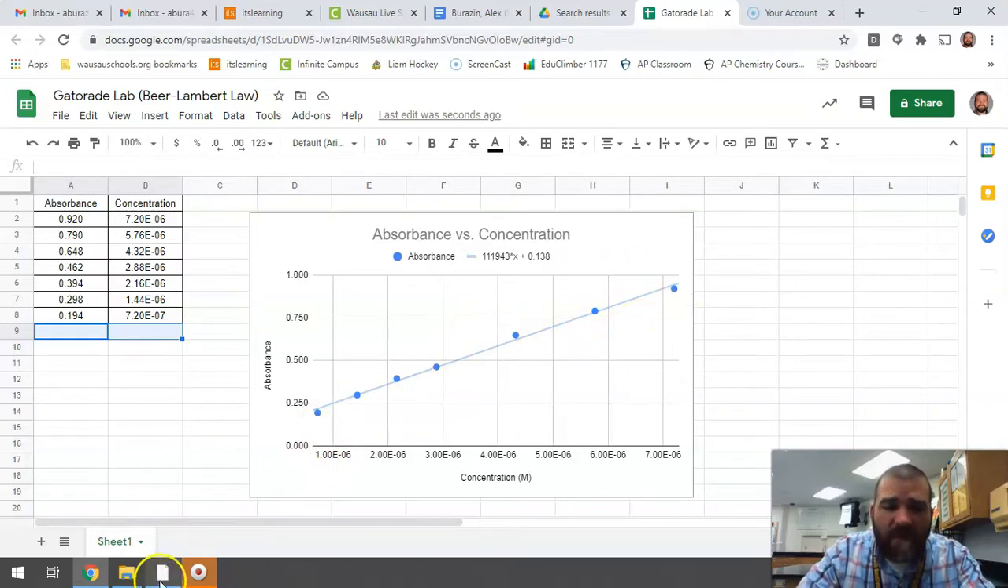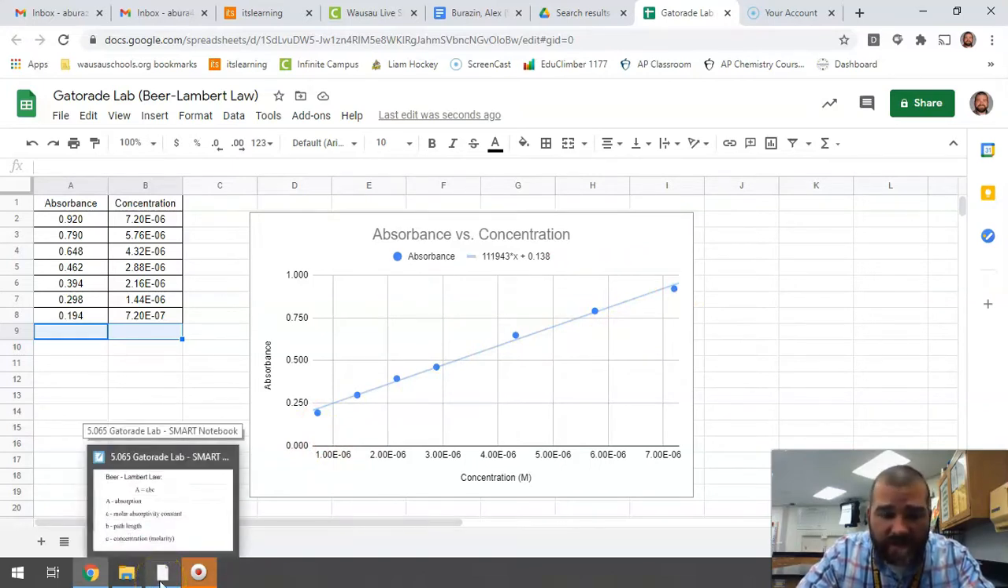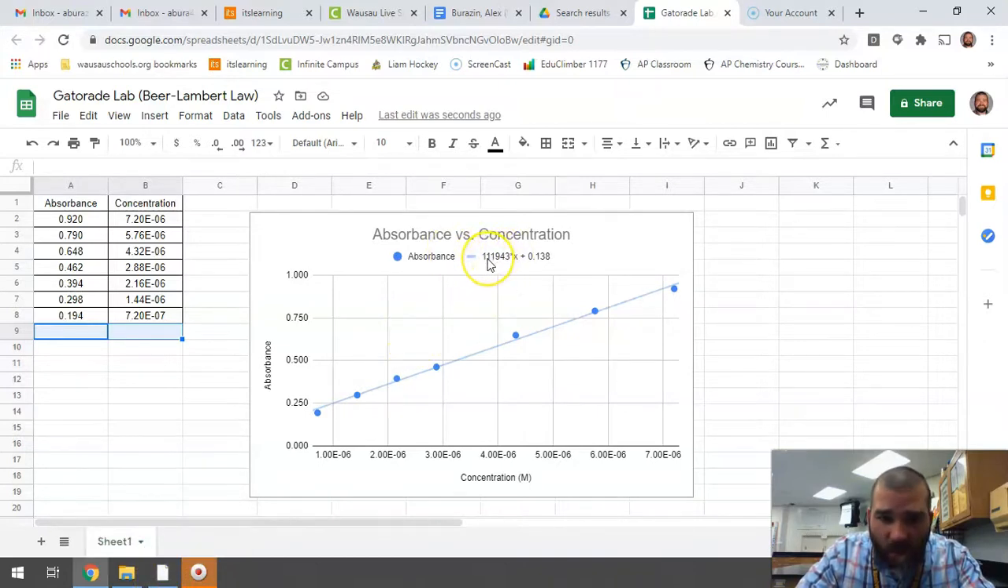Now remember, our equation is A equals EBC. A is absorbance. That equals 111,943 x plus 0.138. So we have this y-intercept. We'll keep it in terms of the data, okay? But in reality, this kind of should be 0. I'm not allowing it to be 0 because it makes the line a little nicer. But anyway, it kind of should be 0, but let's keep this data.